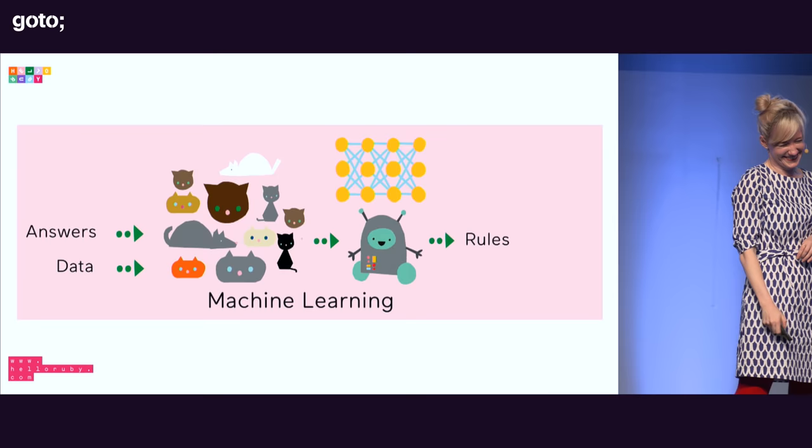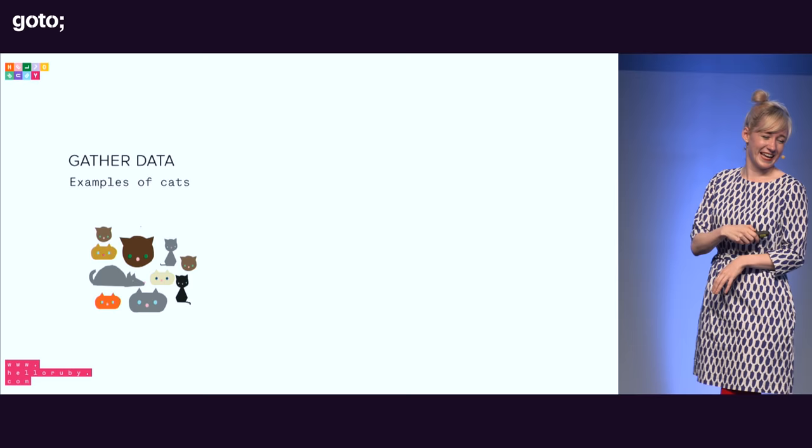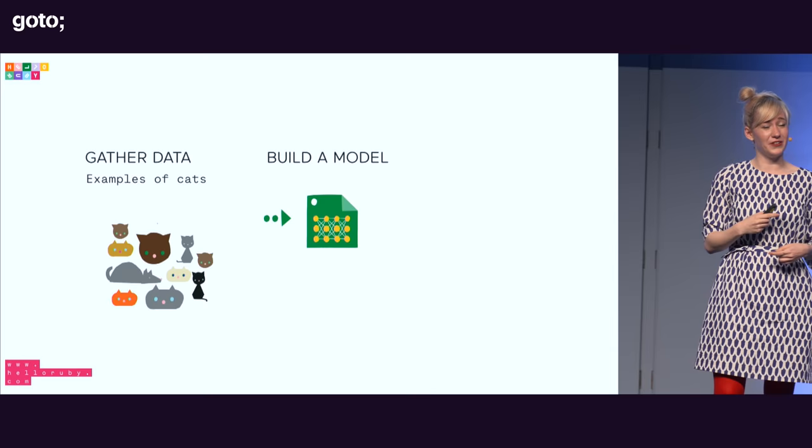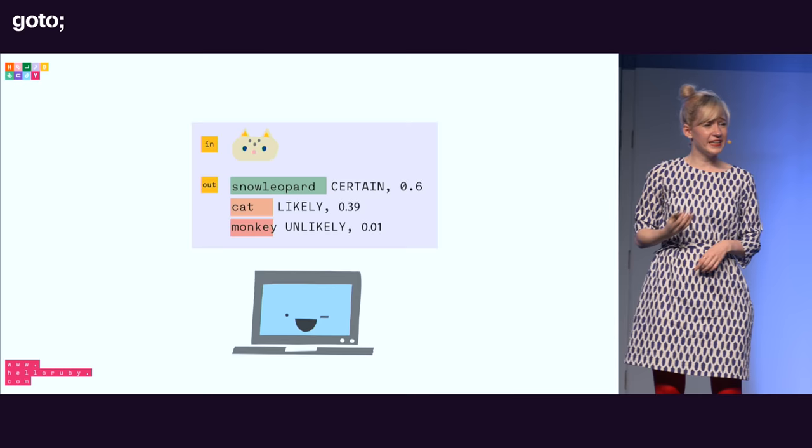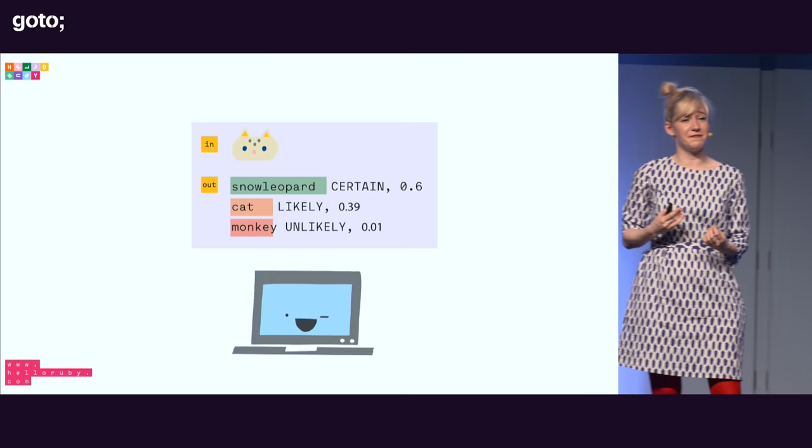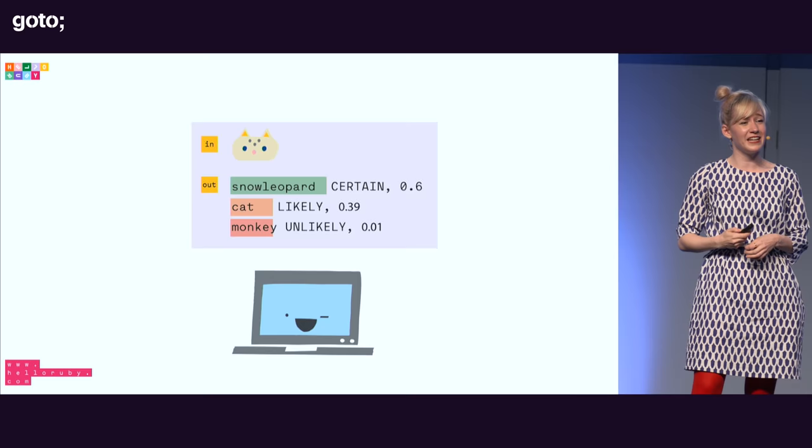So the problem is stated by the human, and the computer gives the answer. The human gathers the examples of cats, the computer builds a model out of these cats, and then gives an answer to the question. And actually, it doesn't even give an answer, it gives an estimation of the likelihood of this thing being a cat or not. And we humans are still needed at interpreting these results and deciding whether they are accurate enough for our needs.